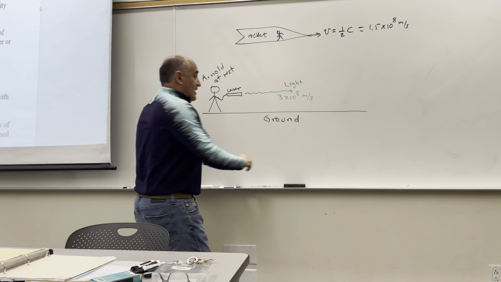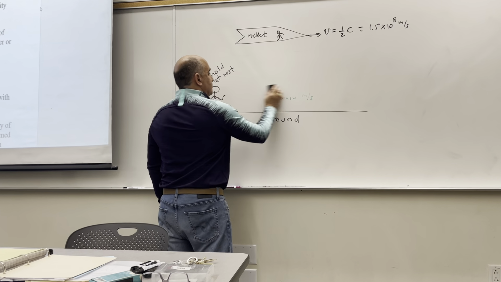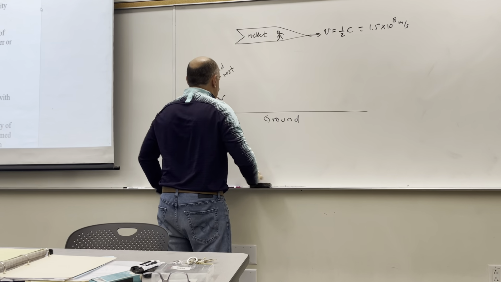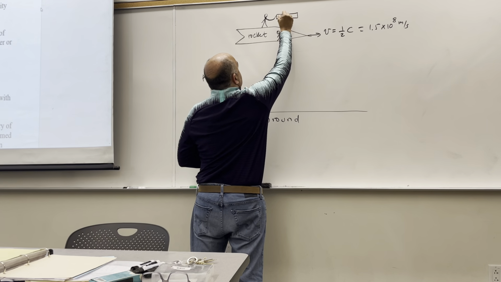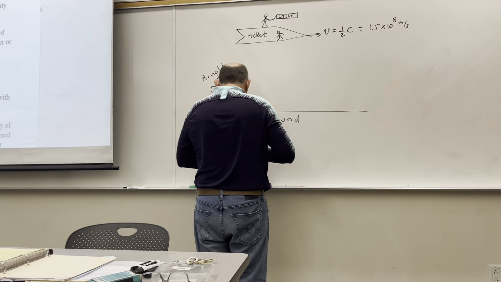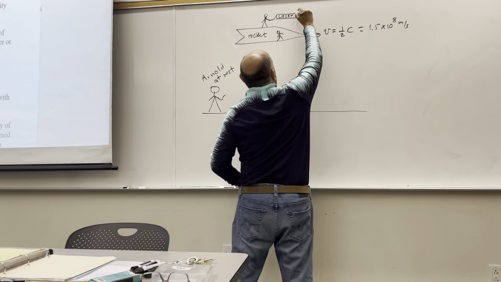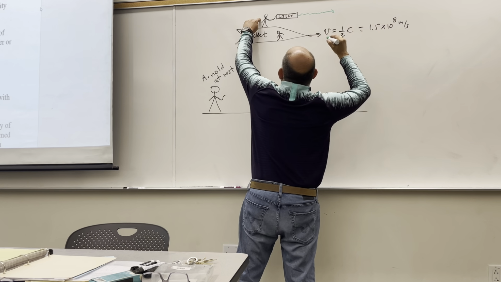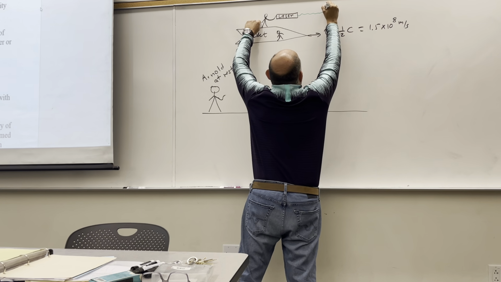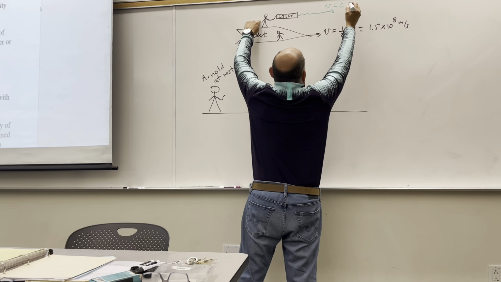Or, let me change it a little bit. What if I don't have the laser pointer? Somebody's driving that, and then somebody stands over here, and this person takes out the laser, and this person shoots a beam of light. So to this person, the speed of this light is c, or 3 times 10 to the 8.